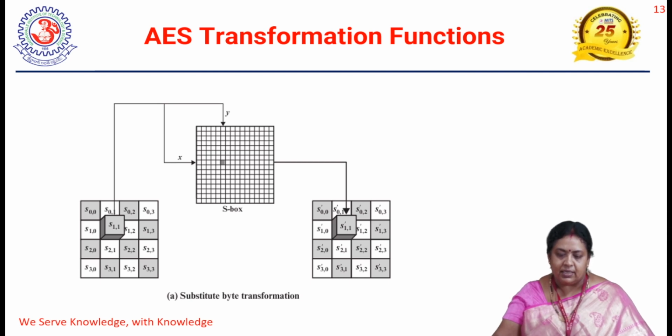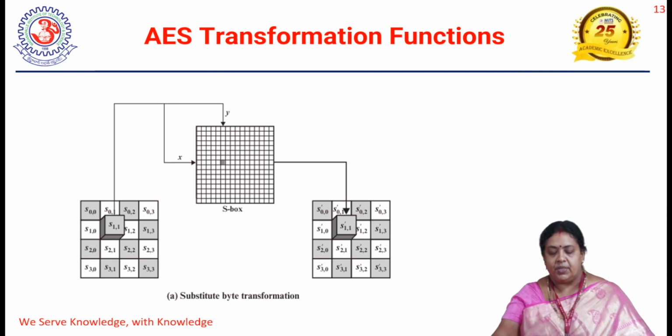Whatever is at the intersection point, this is X and this is Y. At the intersection point there is a value, isn't it? That value is substituted in this place. Like that we are going to substitute all the elements in the array. That we call the substitute byte transformation. The bytes will be substituted. Is it clear? Like that we convert the input array into an output array after performing the substitute byte transformation. Simply we can call it SubBytes.